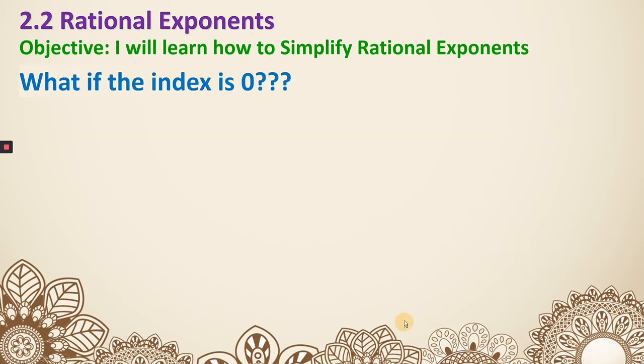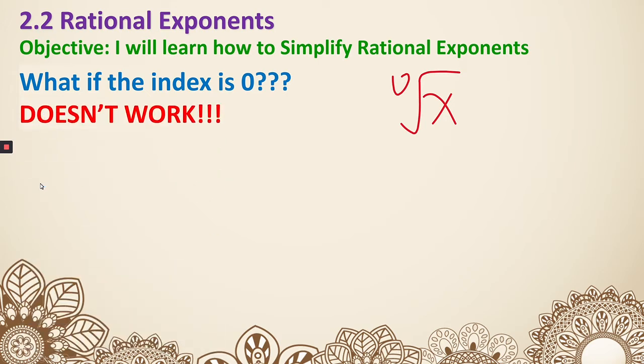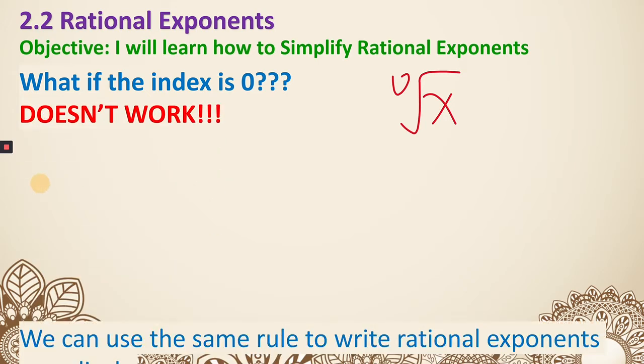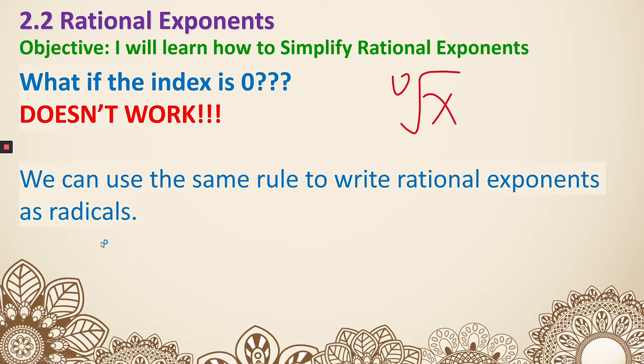Now let's look at a special case. What if the index is actually 0? That means it's going to be a 0 root. Would that actually change anything? If it's raised to the 0 power, it never changes. So that doesn't work. We can use the same rule to write rational exponents as radicals. Now let's use some examples to practice.